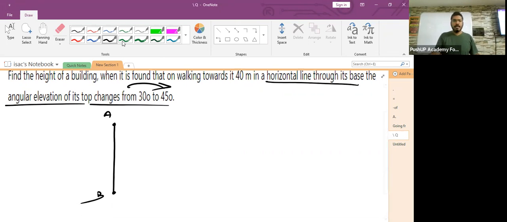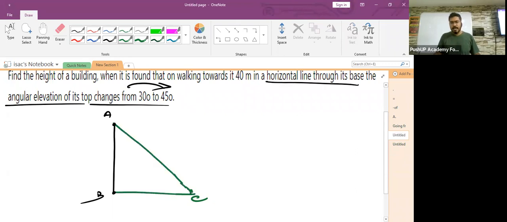AB is the building, right? There was somebody standing at point C, and at that time, the angle of elevation was how much? 30 degrees. Now, from this point C, the person started walking towards the building. See this word, children. The person started walking towards the building. That means he is getting closer and closer to the building. That means the angle of elevation will increase, isn't it?